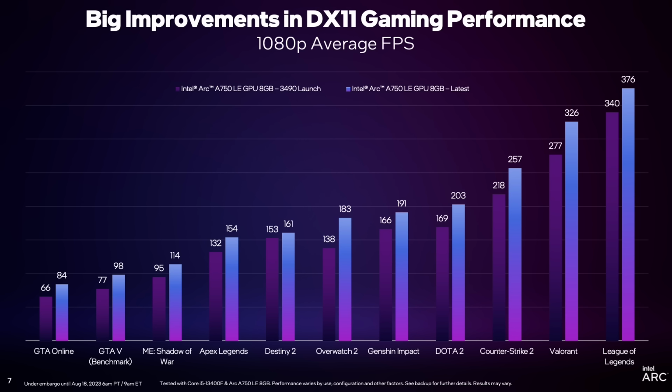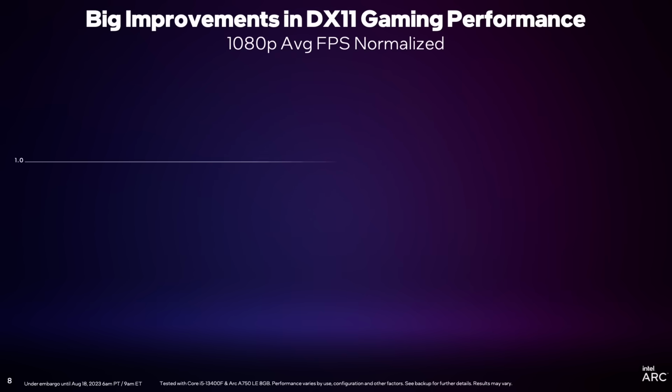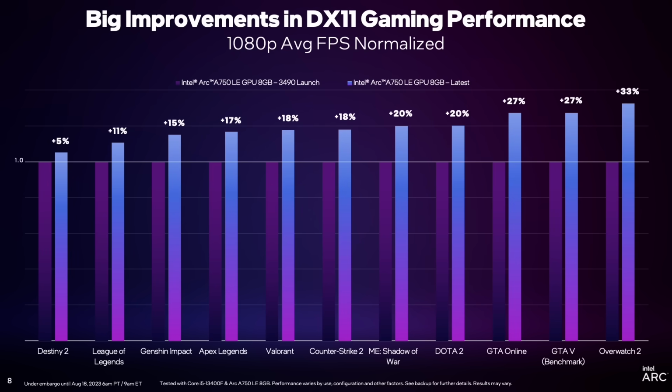But think about it as, we're just beginning DX11. There's going to be more games added over time. Right. If you normalize this data, you can see the scaling is between 5 and 30%. And again, your mileage will vary. This is showing 1080p normalized. So the net is that our performance benefit for DX11 is continuing to improve.